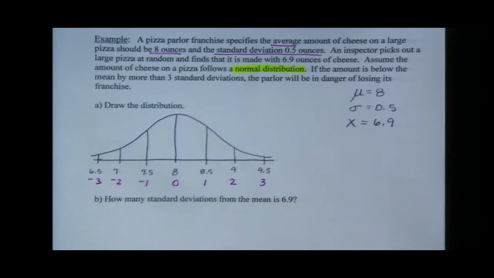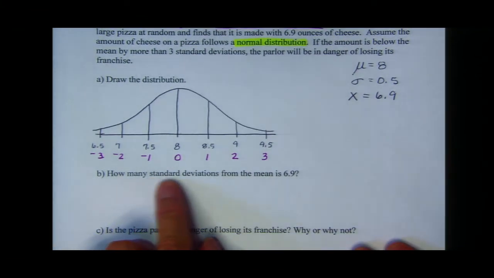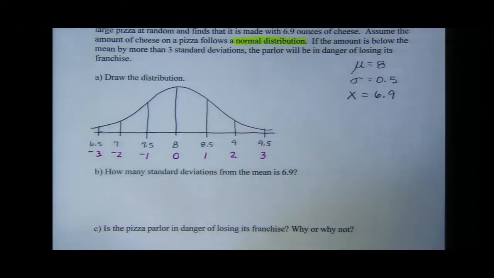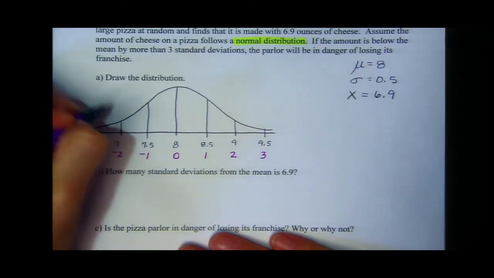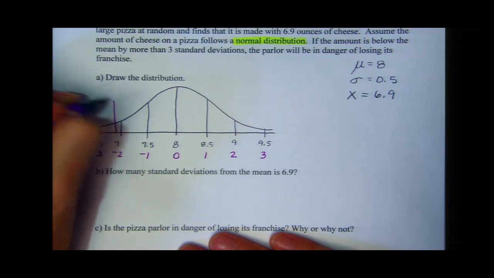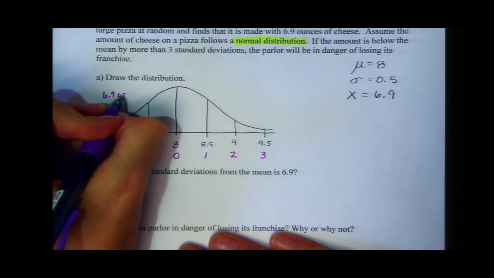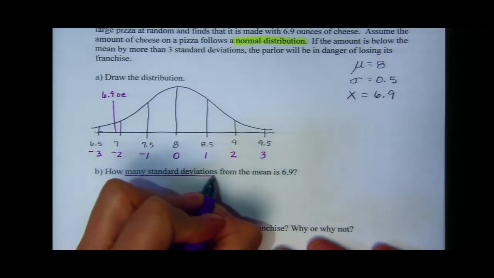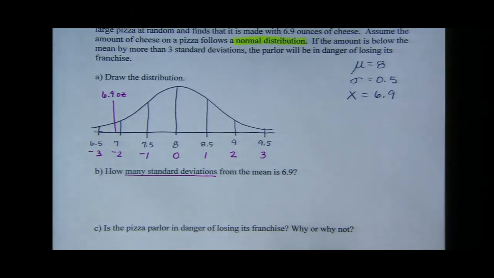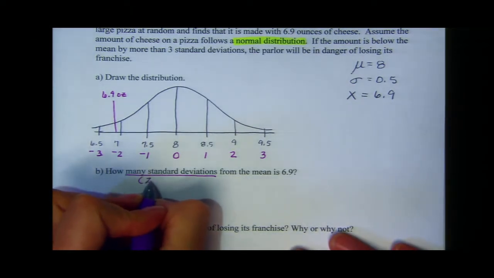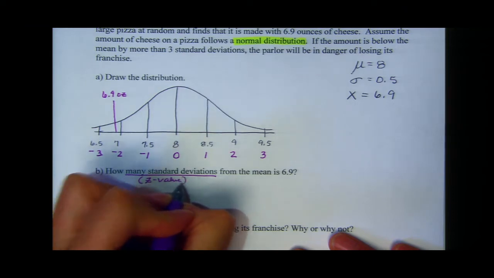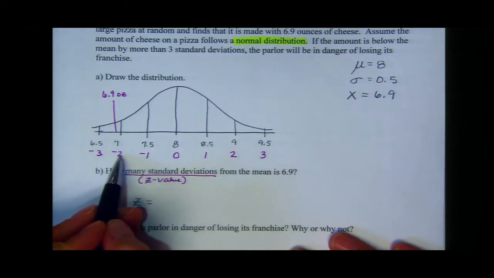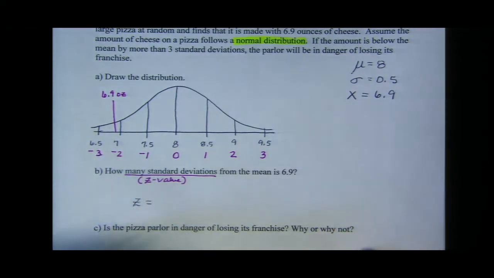All right, so part B says how many standard deviations from the mean is 6.9? Well, if I just look at my picture, 6.9 is going to be somewhere around here. So if it asks me how many standard deviations away, well, what tells me standard deviations? This is asking me to find the z value. So we're going to calculate z, which I can tell it should be between -2 and -3 standard deviations away.